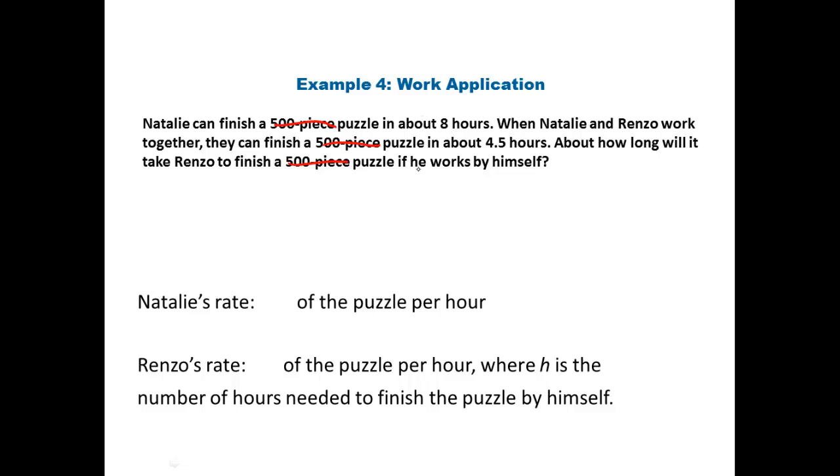So if she takes 8 hours to finish the puzzle on her own, her rate is 1/8 of the puzzle per hour. Okay, so 1/8 per hour. If she does it for 8 hours, she'd be finished. Okay, next, Renzo's rate. They don't tell us Renzo's rate by himself. So we could say his rate is 1 over h. H is the number of hours needed to finish it by himself. Okay, our rates are always going to be set up in this fashion where you know how long it takes them to finish it, 1 over that time.